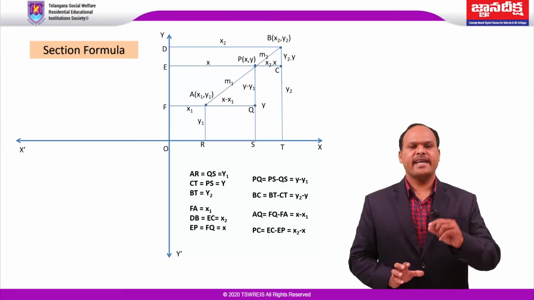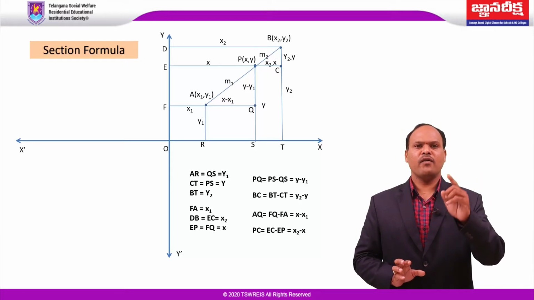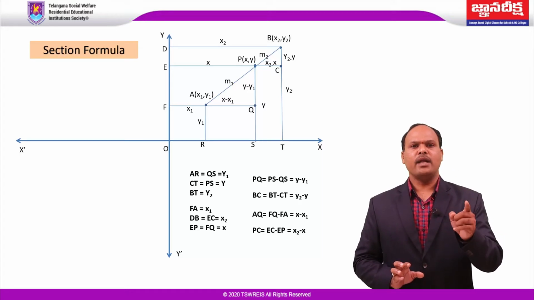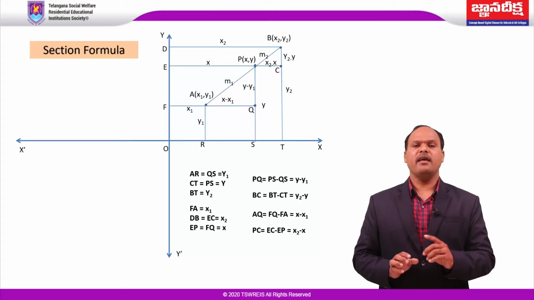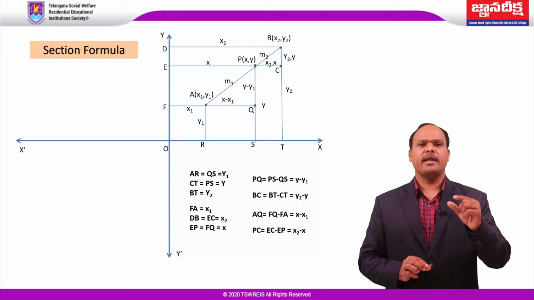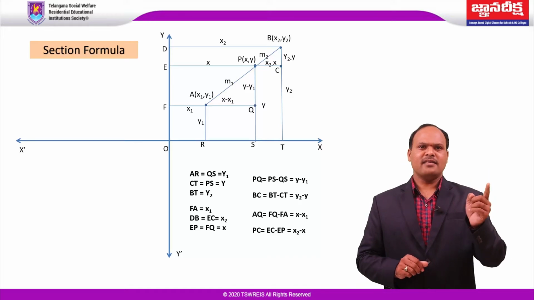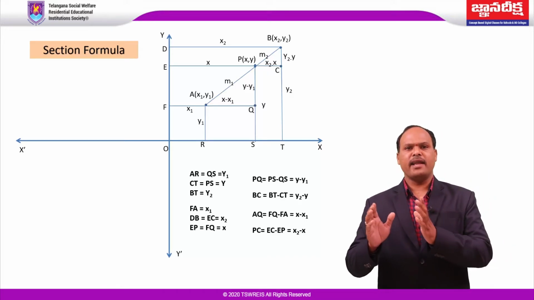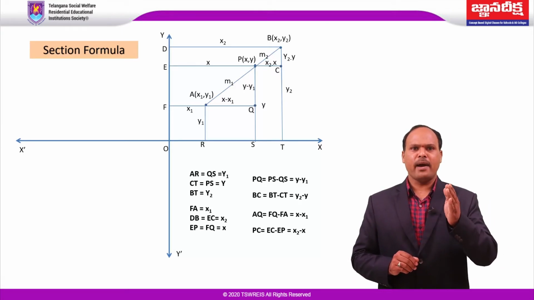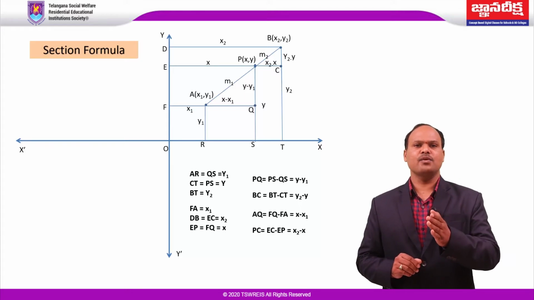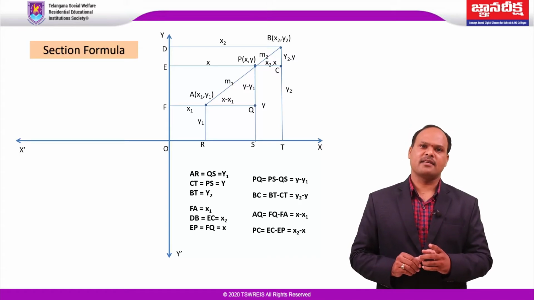Now the BC value. See the diagram, how will we get BC? It will be BT minus CT. We know the values of BT and CT. Those are y2 and y. So the value of BC finally is y2 minus y. Similarly, get the value of AQ. AQ can be written as FQ minus FA, which is FQ value x and FA value x1. Finally, x minus x1. And what about the value of PC? PC can be written as EC minus EP. EC value is x2 and EP value is x. So finally, the PC value is x2 minus x.